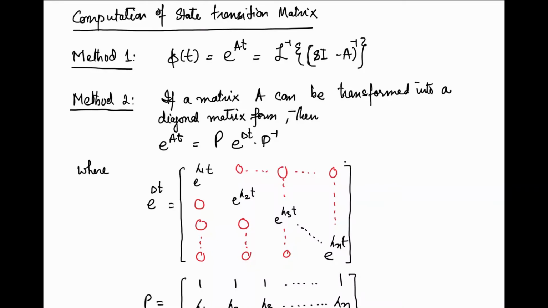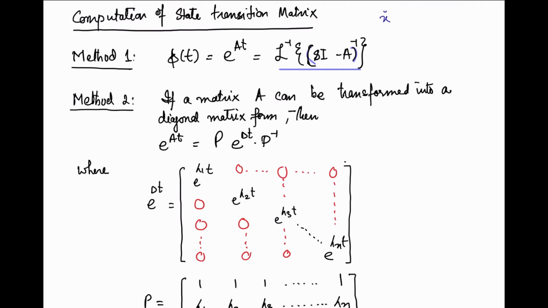Bismillahirrahmanirrahim. In this video, we are going to discuss some methods for the computation of state transition matrix. In the last video, we have seen that we can determine the state transition matrix using this equation. That is the Laplace inverse of sI minus A inverse. Right. So what is this A?